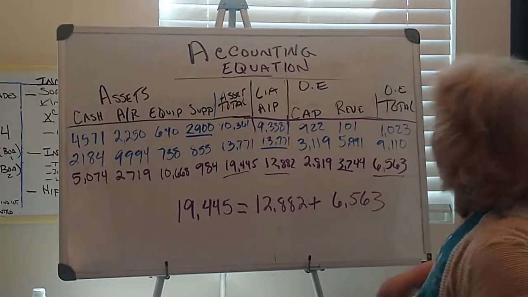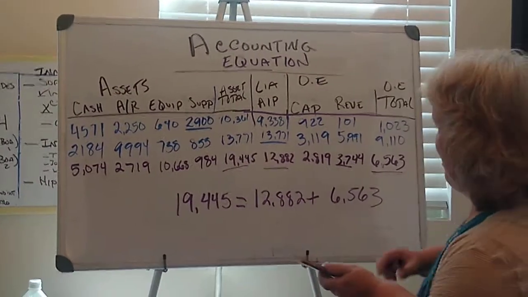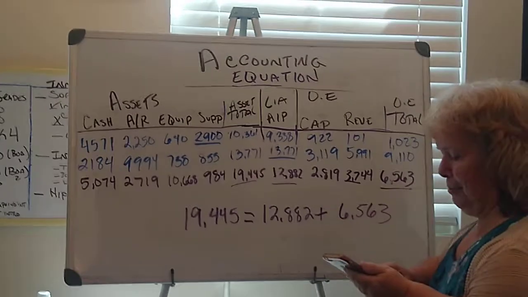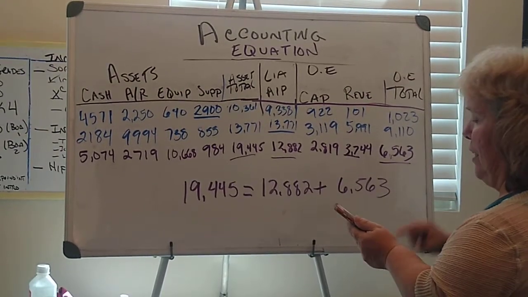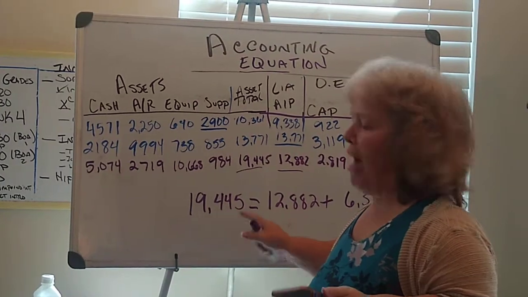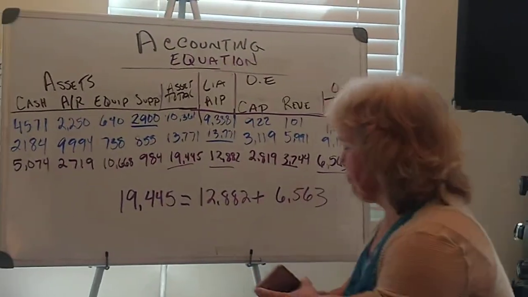So how do I do this? Right? We add these two together and it should equal this one, right? So 12,882 plus 6,563 equals, and I got 19,445. So it balances. Okay?